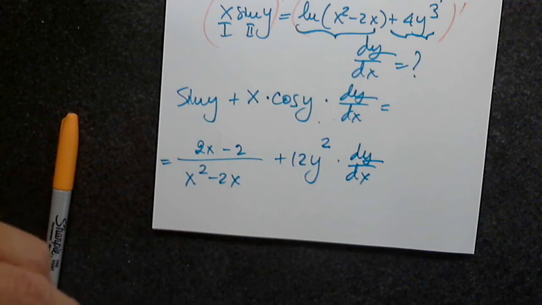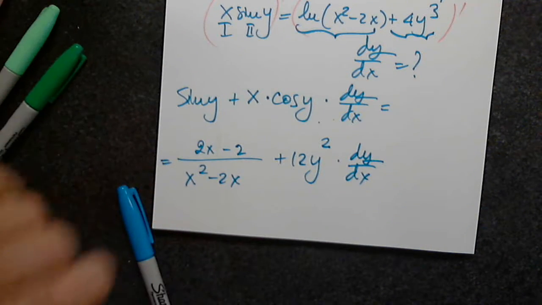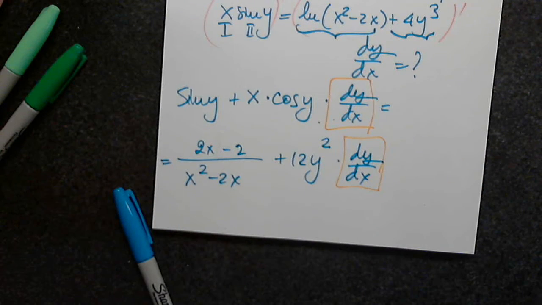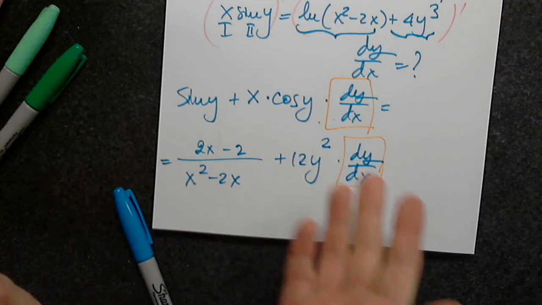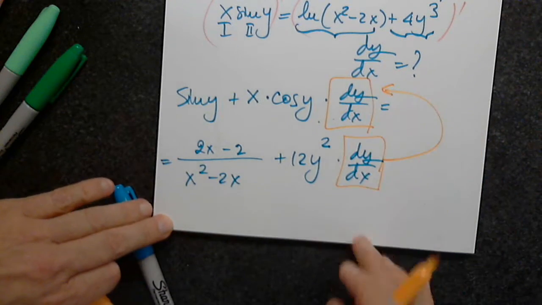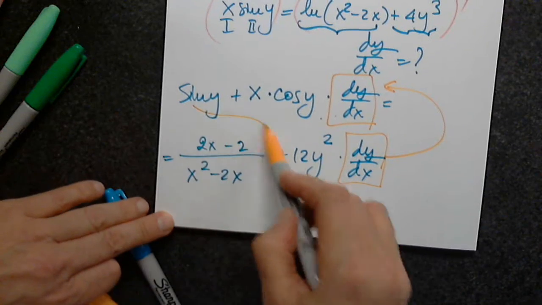Do we all agree with this? And now remember, we are after dy over dx, but it's present in two different terms. And it happens that one is on the left-hand side and one is on the right-hand side. So I would like to move this term to the left, and I would like to move this term to the right.